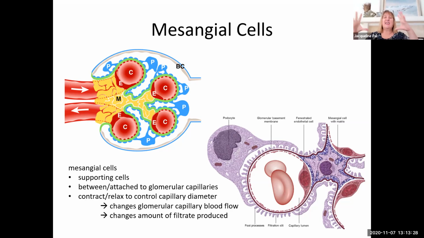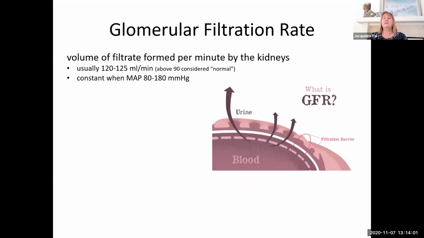And the mesangial cells can contract in size, in which case they would be pulling on the capillaries, enlarging their diameter, or they can relax and become bigger, in which case the capillary diameter would be decreasing. And so by the action of these mesangial cells, these can directly affect the glomerular capillary blood flow and thereby decrease the amount of filtrate being produced. Now we have a name for this filtrate being produced, and this is called the glomerular filtration rate.